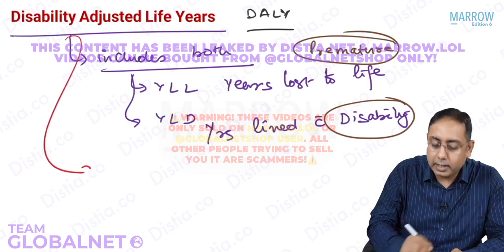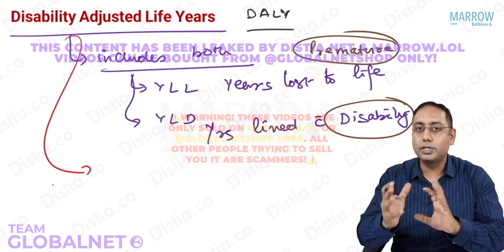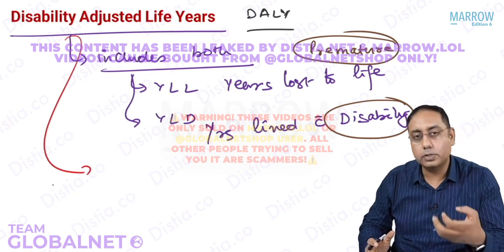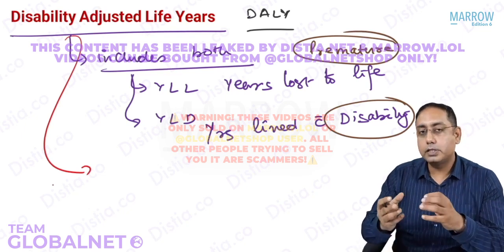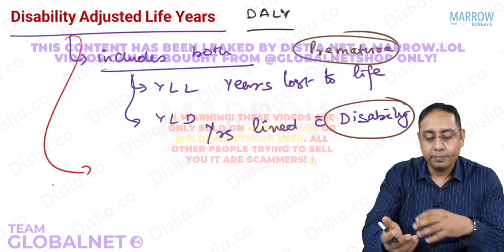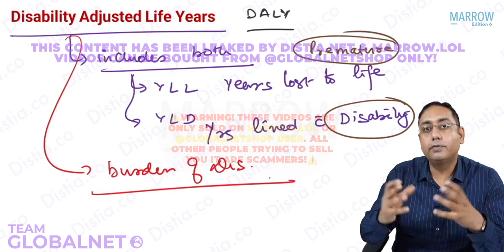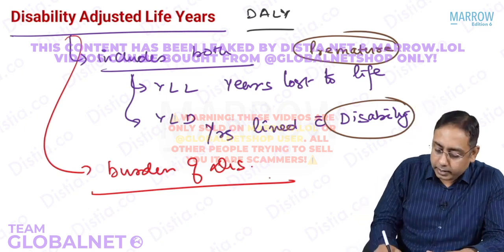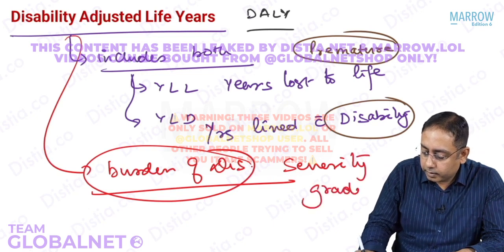Please note, frequently asked MCQ: different faculties, different people, different books, different platforms may answer you differently, but that's how the government of India and the UNDP, United Nations Development Program, also work. What do we use the DALY for? Please note that DALY is one of the best indicators for how much is the burden of a disease on a person. How severe the disease could be is measured by DALY. It tells you about the burden of disease or the severity grade of disease.